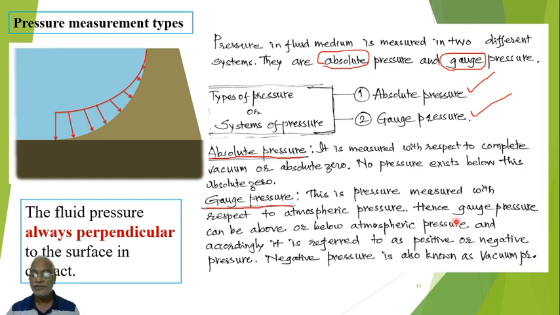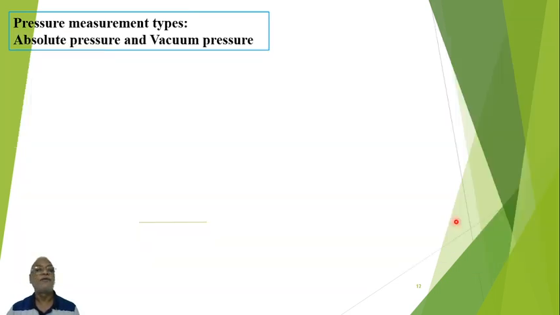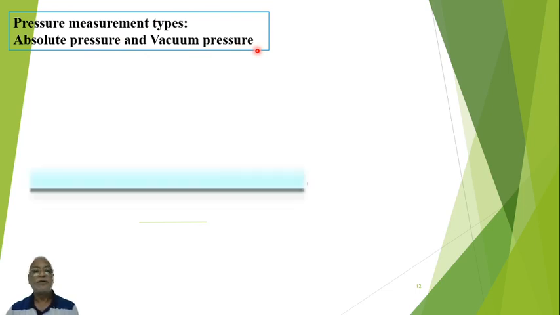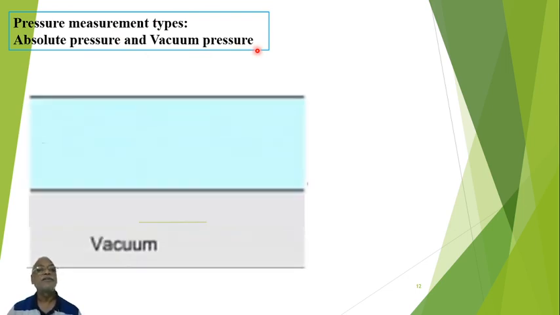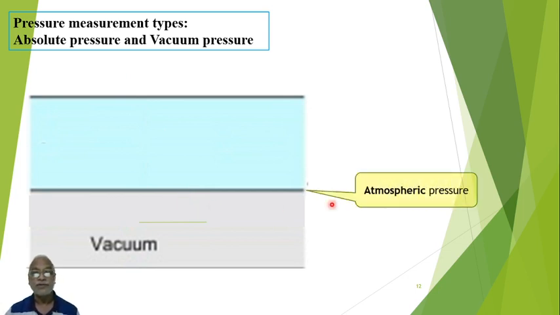Okay, we'll go to the next slide so that we'll have a lot of details. Pressure measurement types, absolute pressure and vacuum pressure. That's what I'm going to discuss here. Here it's a graph. You have to keep in mind that it is a graph, not an actual situation. It's not a picture of an actual situation. It is nothing but a graph where this level is atmospheric pressure.